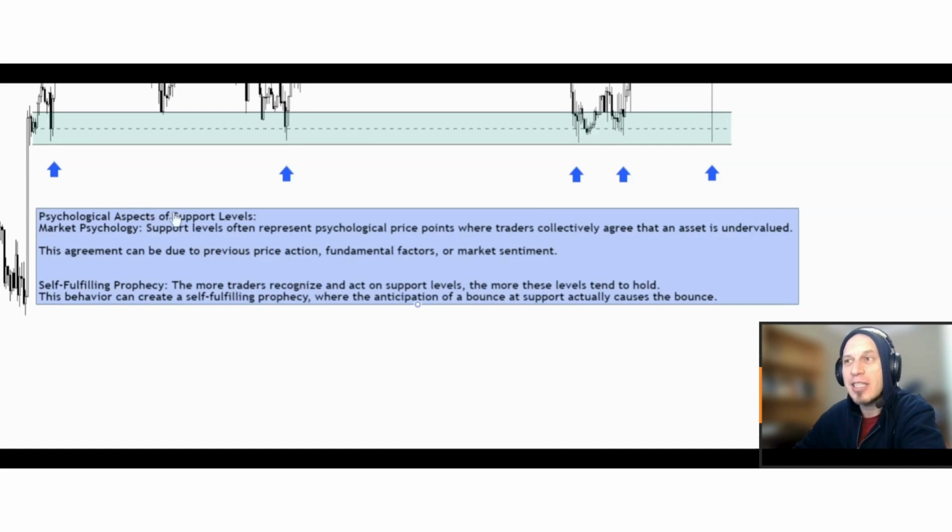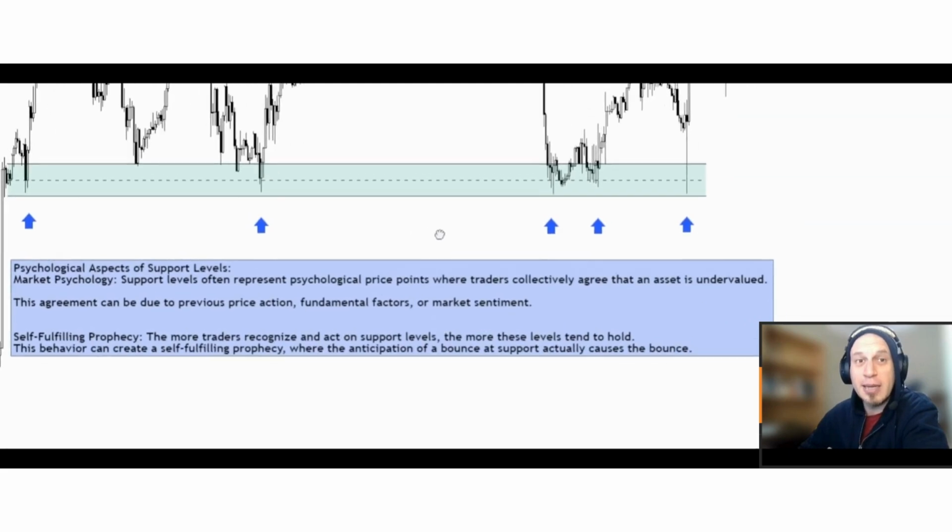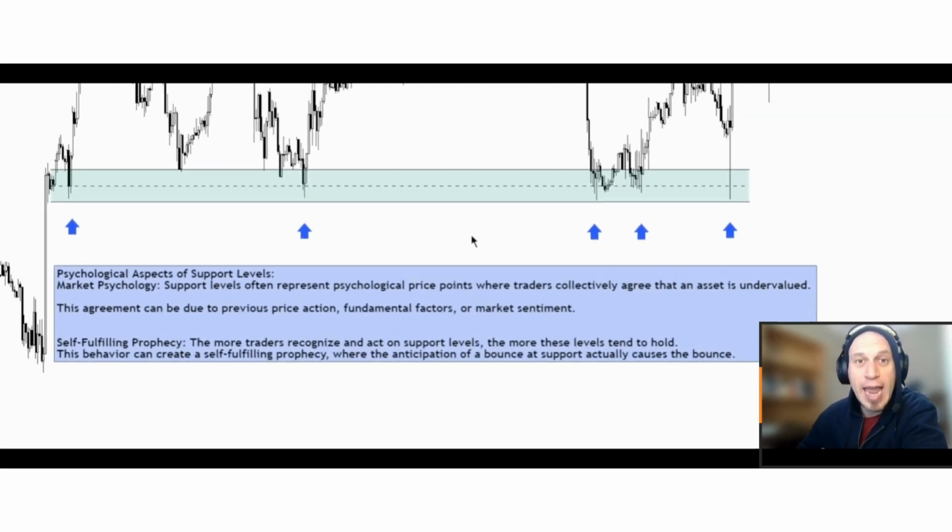The psychological aspects of support levels. Support levels often represent psychological price points where traders collectively agree that an asset is undervalued. Let's say we're trading apples for the sake of this example. This price, whatever it may be, could be $1,000 for an apple. Now traders can collectively agree that this asset, $1,000 for an apple, is way too cheap. This is why price keeps coming back to this zone.